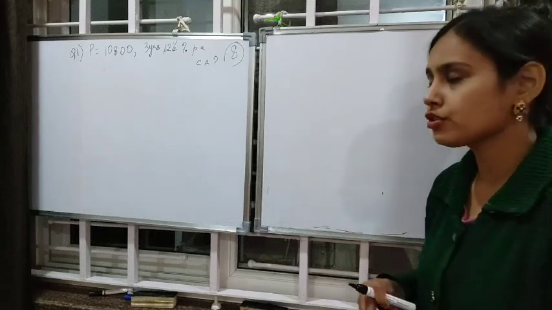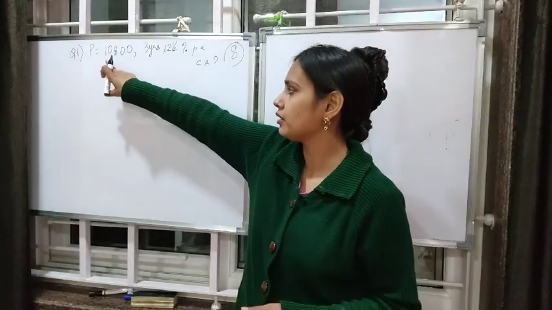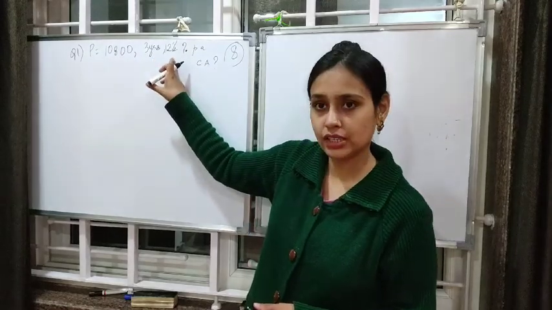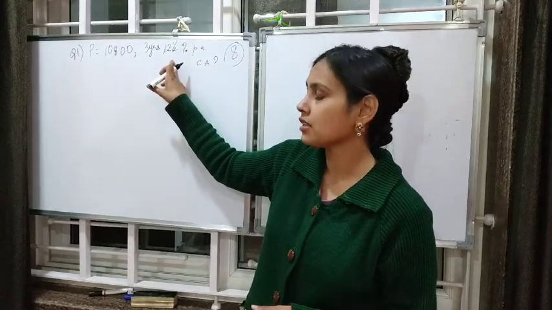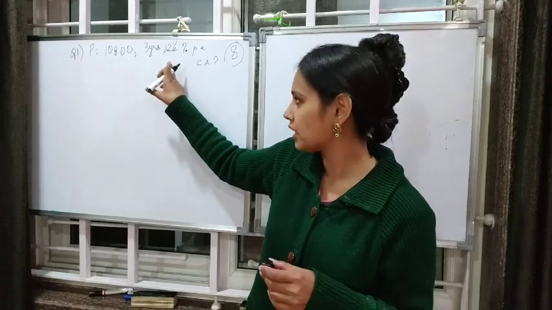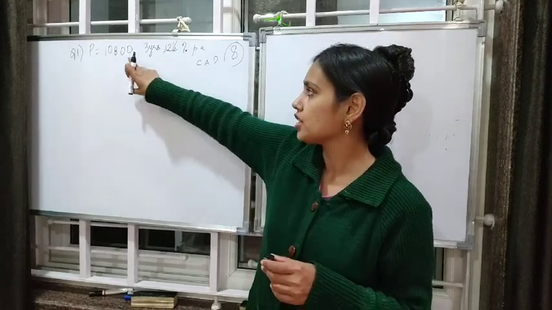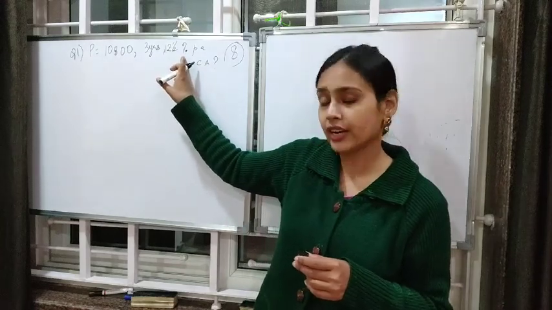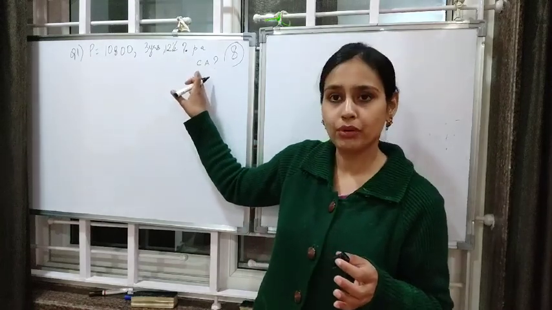So here is the question for you all. The question says, this is the principal, this is the time, this is the rate. Okay, and we have to find the compound interest as well as the amount, for this much rupees for 3 years at 12.5% rate per annum, compounded annually.